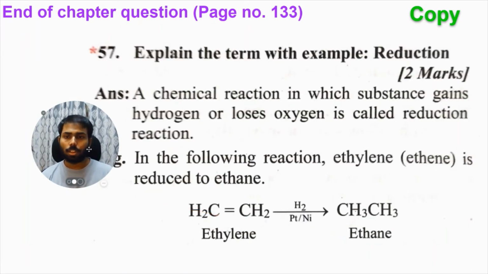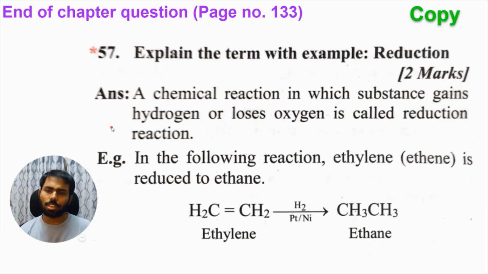Okay, reduction. So what is reduction? A chemical reaction in which a substance gains hydrogen or loses oxygen. Again, we have seen reduction in detail in chapter number 3. The same concept comes here in this chapter as well. Okay, what is oxidation? It combines with oxygen or loses hydrogen. Reduction is the opposite: it combines with hydrogen or loses oxygen. That's called a reduction reaction, and you give an example.